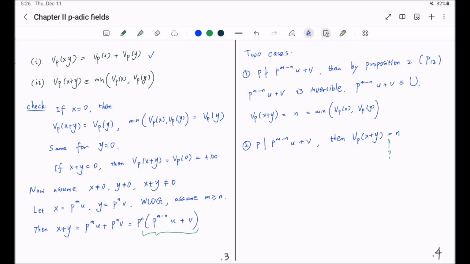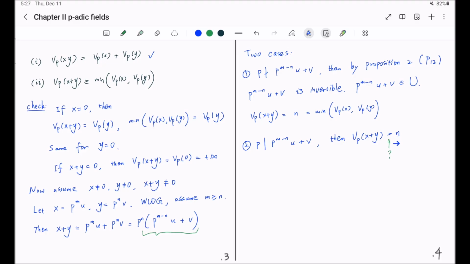Therefore, if p divides this second part, it means that this n is not the largest choice, because we can continue factoring out p from here. So this n is not the largest exponent. And by the uniqueness of the factorization, the largest integer, which is the p-adic valuation of x plus y, has to be strictly bigger than n.